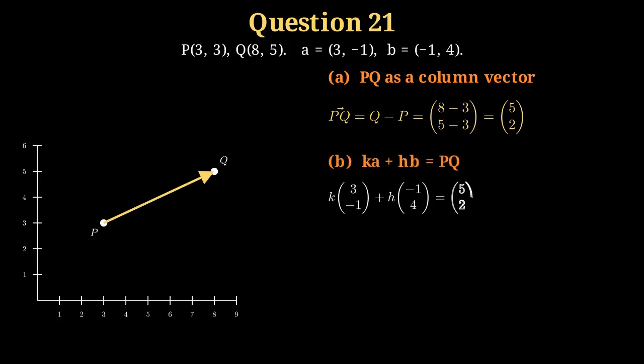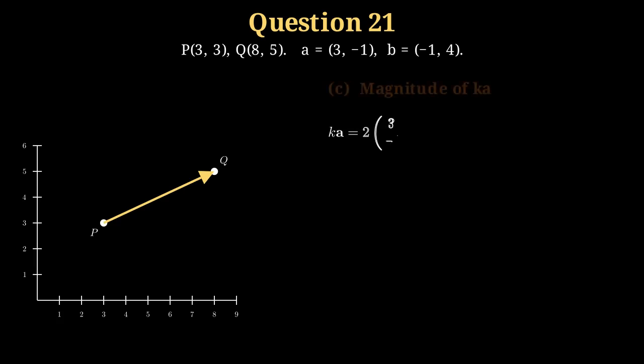Part B. We're told KA plus HB equals PQ. Reading each row, the top gives 3K minus H equals 5. The bottom gives minus K plus 4H equals 2. Solving the pair, substitute H equals 3K minus 5 into the second, which gives 11K equals 22, so K is 2 and H is 1.